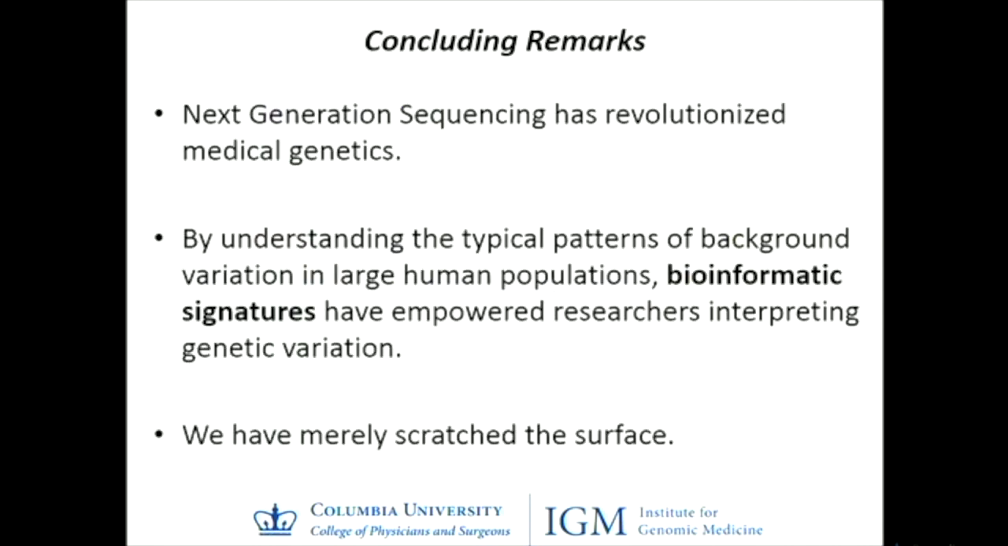So what I wanted to emphasize here is that it's pretty clear from a lot of the work that's been done in the community, especially in the past few years, that next generation sequencing has revolutionized the way that we do medical genetics, particularly how we interpret individual patient genomes. By understanding the typical patterns of background variation in large human populations, we can now understand and identify bioinformatic signatures to help us in interpreting individual genomes. And this work's only been made possible in the last few years since these exome sequence data have been available. And I do feel like we're just scratching the surface, and a lot more is going to come out of this space in the years to come.